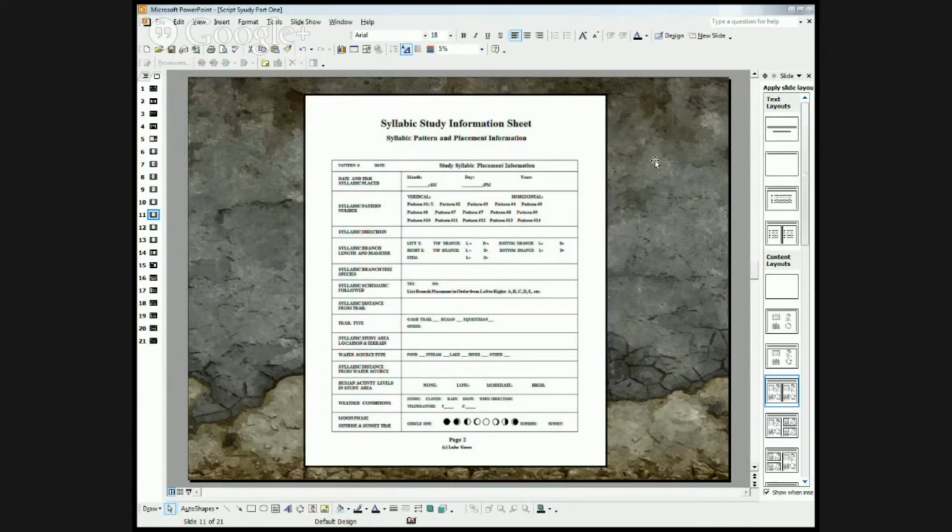Then you have the syllabics, page 2, which is the pattern and placement information. And the pattern number and the date, once again, and the date and time the syllabic was placed. Syllabic pattern number, which at this point in time went through pattern number 14. The syllabic direction, the syllabic branch length and diameter, the syllabic branch tree species. I thought this was important to know.